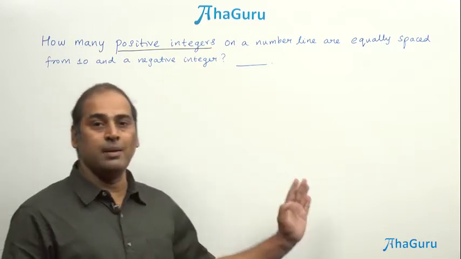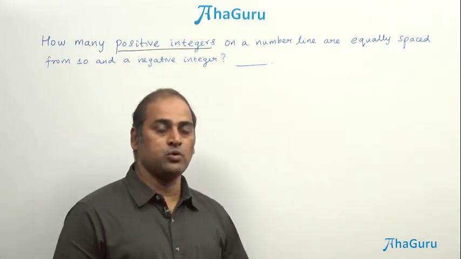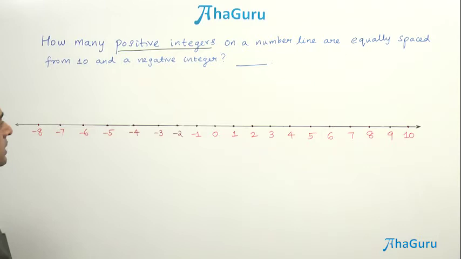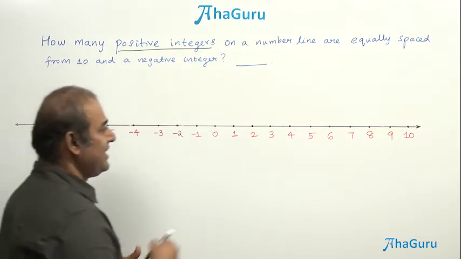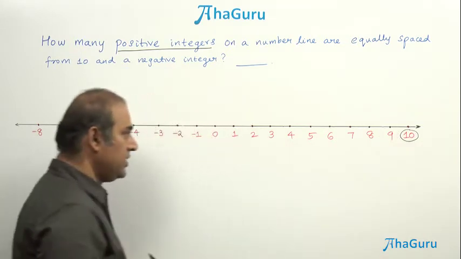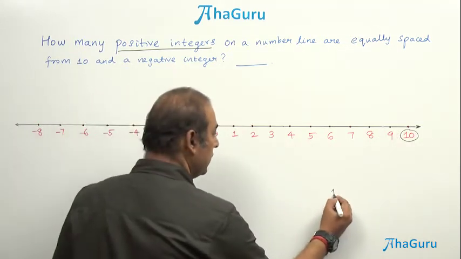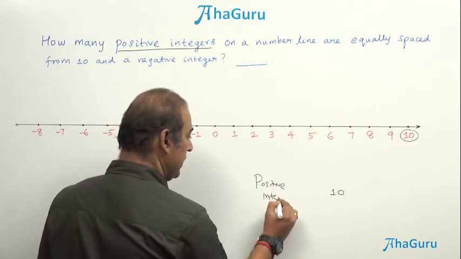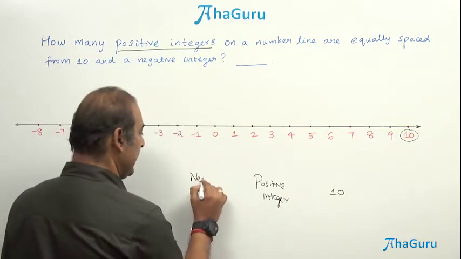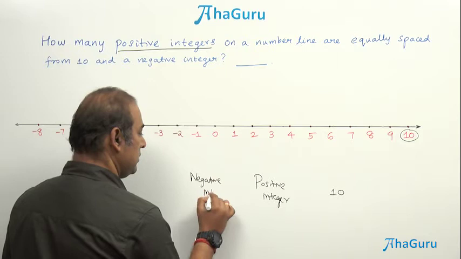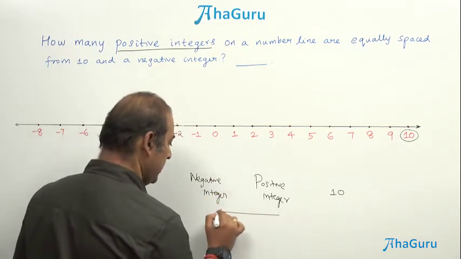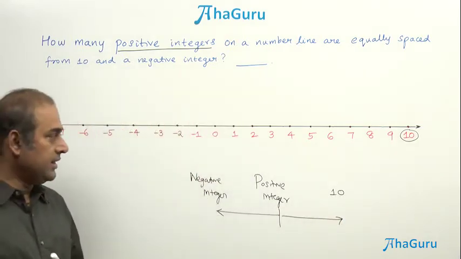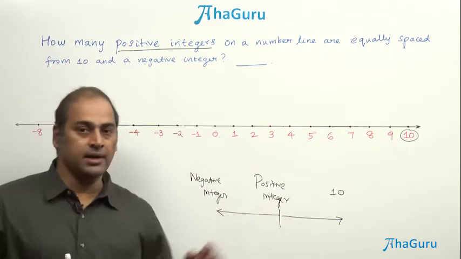So let us try to draw the number line and visualize before we proceed solving the problem. So here is the number line. What we want is a positive integer which is equally spaced from 10 and a negative integer. 10 is one number and the positive integer should be somewhere in between exactly, and there should be a negative integer. Whatever is the gap from this positive integer to 10, it should be the same on the other side. But the only thing is, it should be exactly between the negative integer and 10.